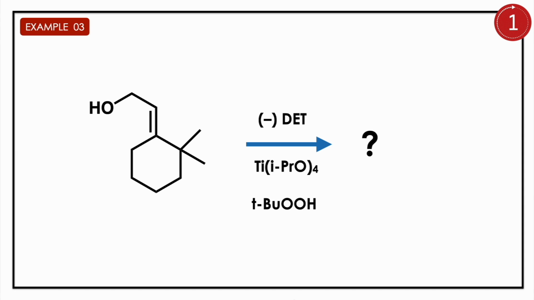Then the next question. Here you have cyclohexane. In the first position you have an exocyclic double bond with alcohol. You have a 2-methyl group. You are using -DET as the reagent and titanium isopropoxide, then tertiary butyl peroxide. You should find what will be the final product.